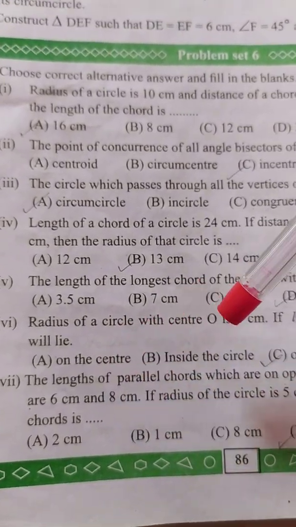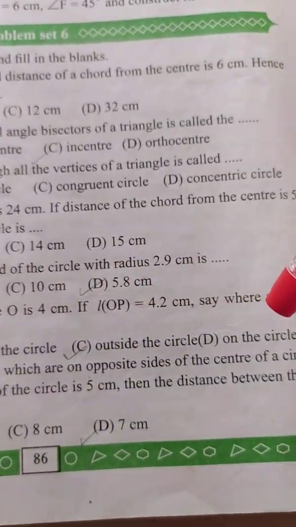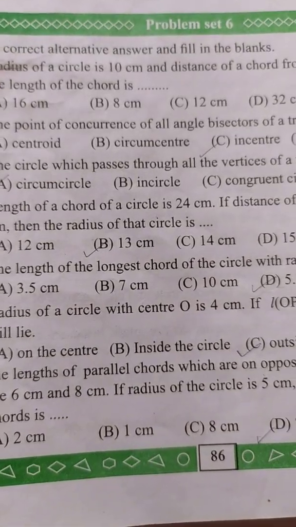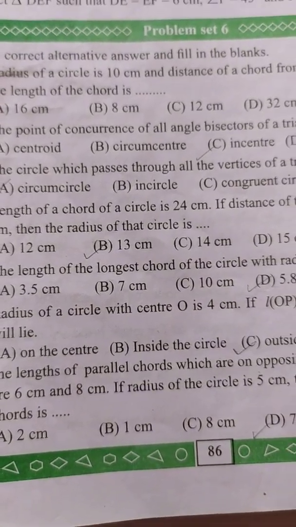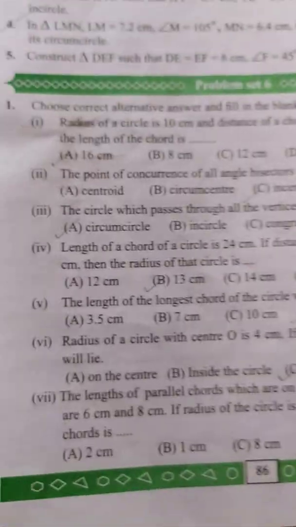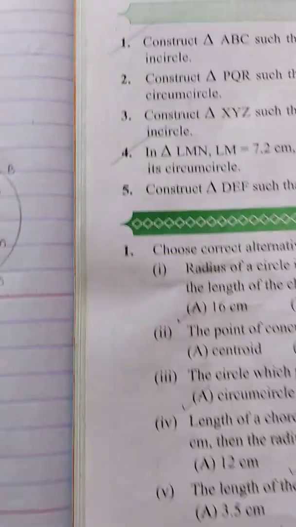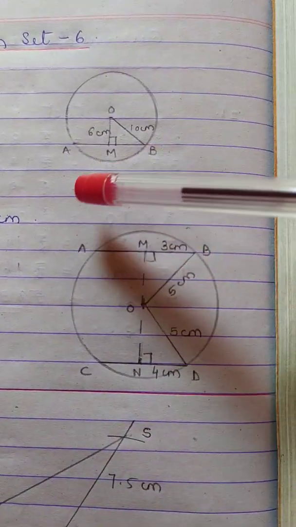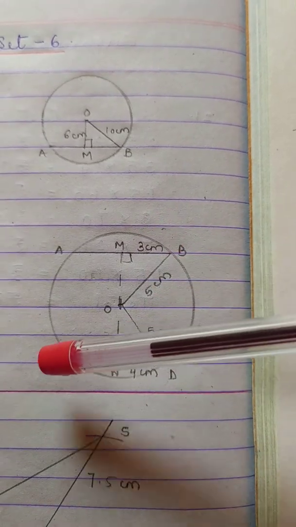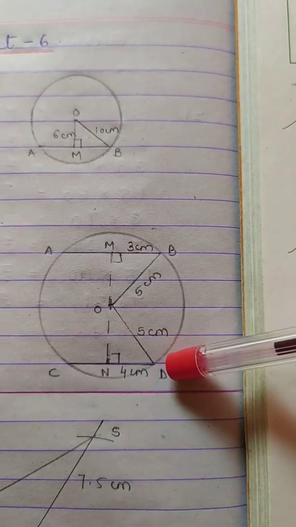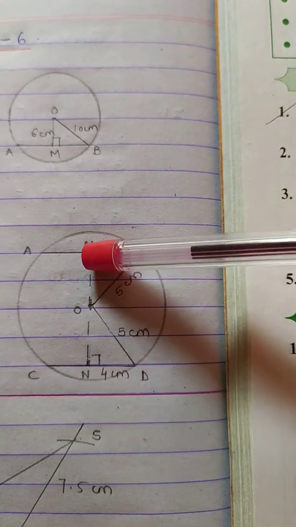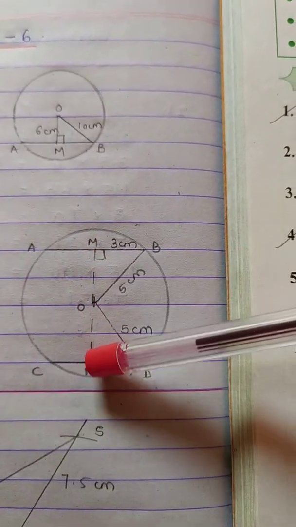7th question. The lengths of parallel chords which are on opposite sides of the center of a circle are 6 centimeter and 8 centimeter. If the radius of the circle is 5 centimeter, then the distance between these chords is. So this is how the figure is. There is a chord AB which is 6 centimeter, so half of it is 3. Another chord 8 centimeter, half of it is 4. The radius for the circle is 5. You have to find the distance between the two chords.